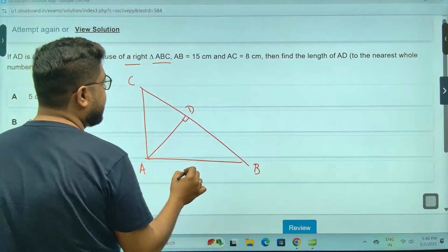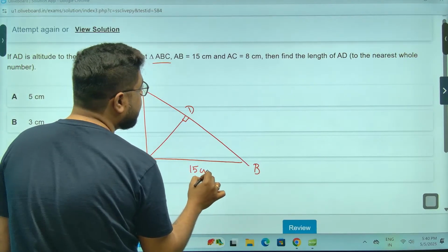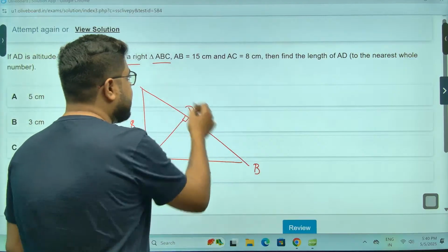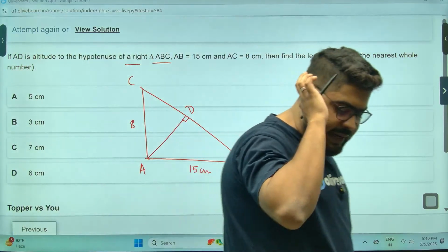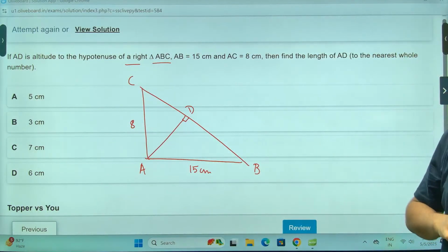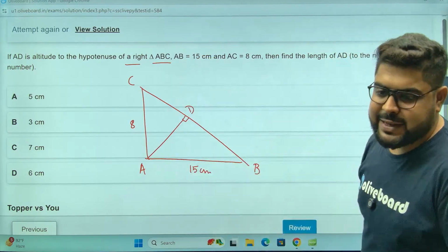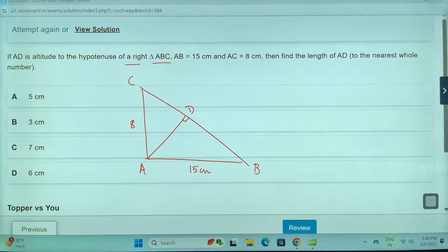AB is given as 15. This is 15, okay. AC is 8. Then it is good. Sir, can anyone tell me what will be BC? What will be the length of BC, sir? Ashutosh, most probably you are correct, brother. What will be the length of BC, sir? Using triplet. Use triplet and tell, sir.